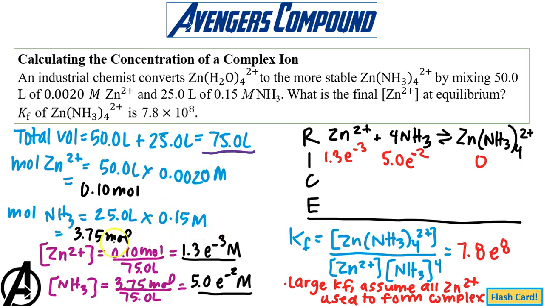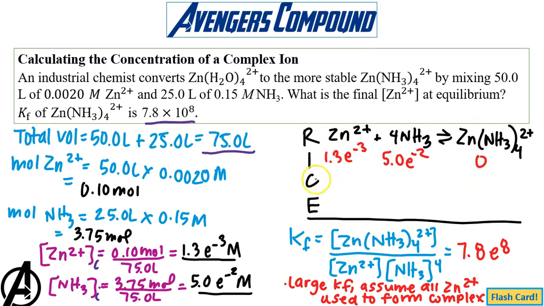I got 3.75 moles. To get the initial concentration of Zn2+ and of course of my NH3, I took the moles and divided by the total volume. So here was 0.10 moles divided by 75.0 liters, and I got 1.3 times 10 to the negative 3 molar. For the concentration of NH3 initially, I got 3.75 moles divided by 75.0 liters, and I got 5.0 times 10 to the negative 2 molar. With these new initial concentrations, I plug them directly into my RICE table. I have my formation reaction here. I have 1.3 times 10 to the negative 3 initially for Zn2+, 5.0 times 10 to the negative 2 for NH3, and of course 0 for my product.